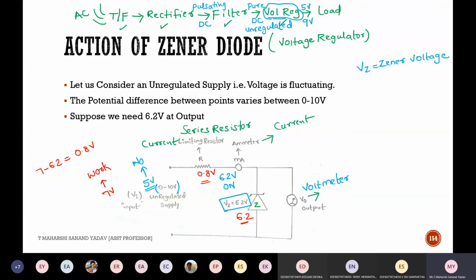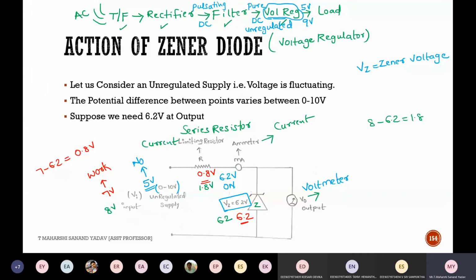Next, suppose I am applying 8 volt at the input, what will happen? With 8 volt, how much does the diode need? 6.2. Yes, 6.2. The remaining, how much? 8 minus 6.2 is 1.8. So this 1.8 volt appears across this current limiting resistor. Clear with this concept?